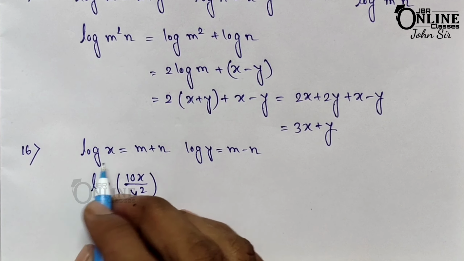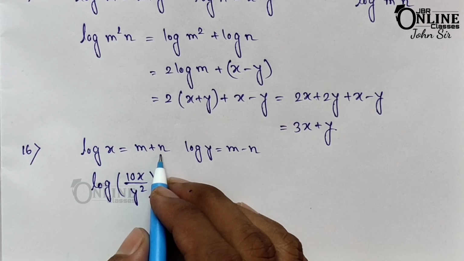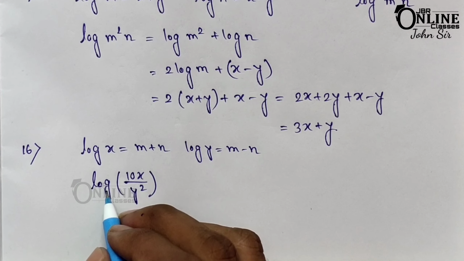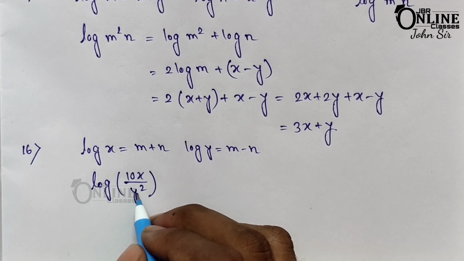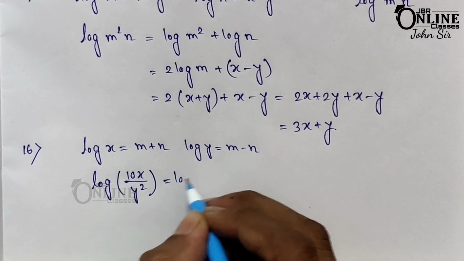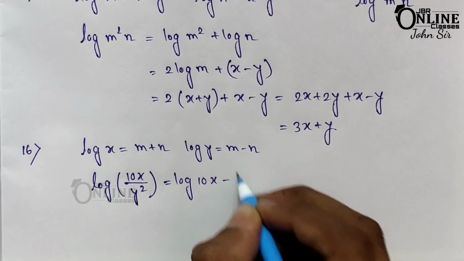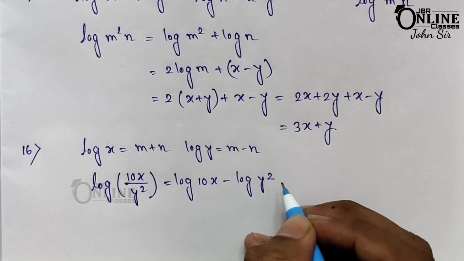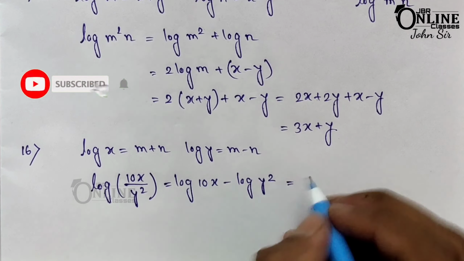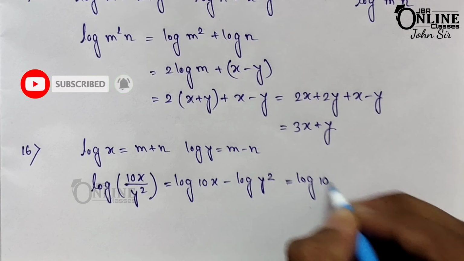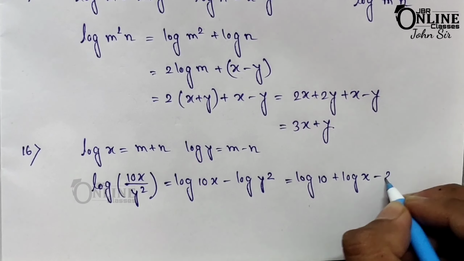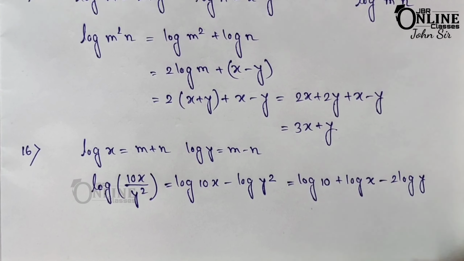Sum number 16. Given that log x equal to m plus n, log y equal to m minus n, express the value of log 10x by y square in terms of m and n. So here log 10x by y square means log 10x minus log y square. Now next one, log 10x. Log 10x means log 10 plus log x, and minus log y square means 2 log y.